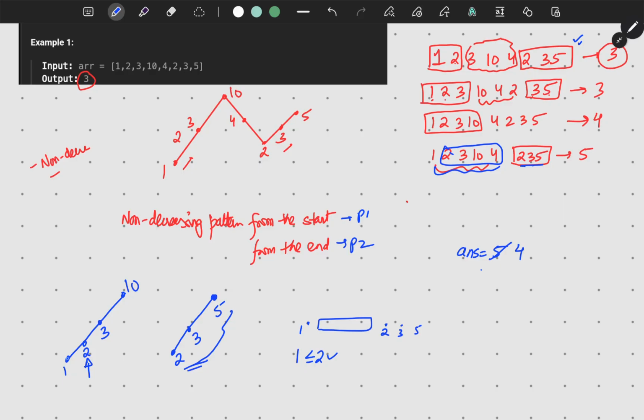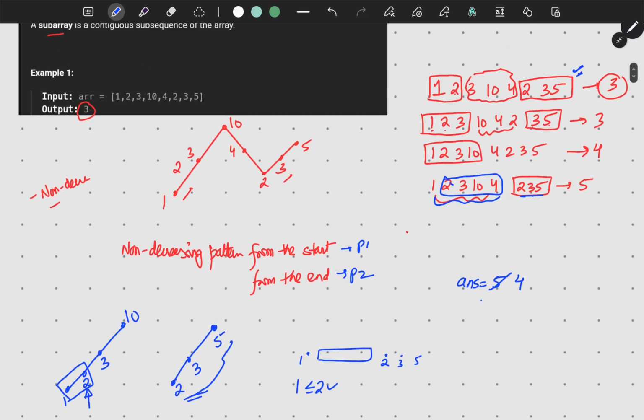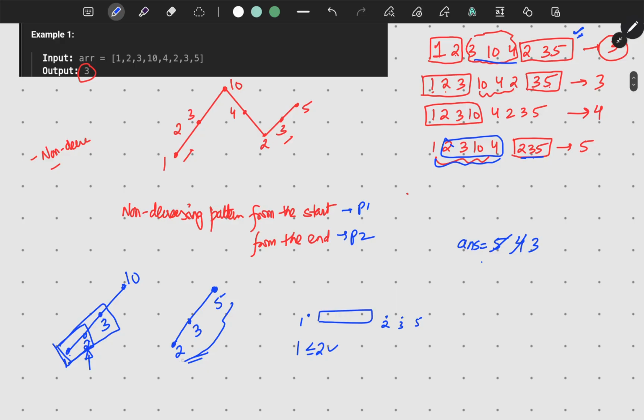Okay, so now we are checking whether this 1 2 can be included or not, and it can be, because 1 2 and then this 2 3 5. So that means, in this case our answer is 3, so we would just update it again to 3. Okay, now we are checking whether we can update this or not. 1 2 and 3, whether we can include this or not. So can we include this? No. Why? Because 3 is not less than or equal to 2.